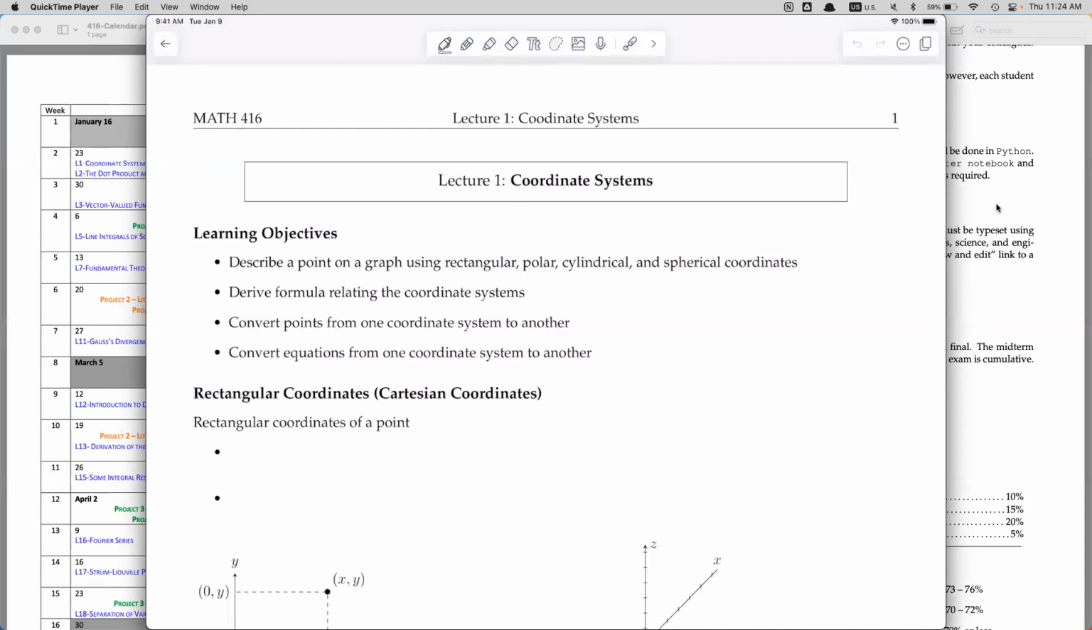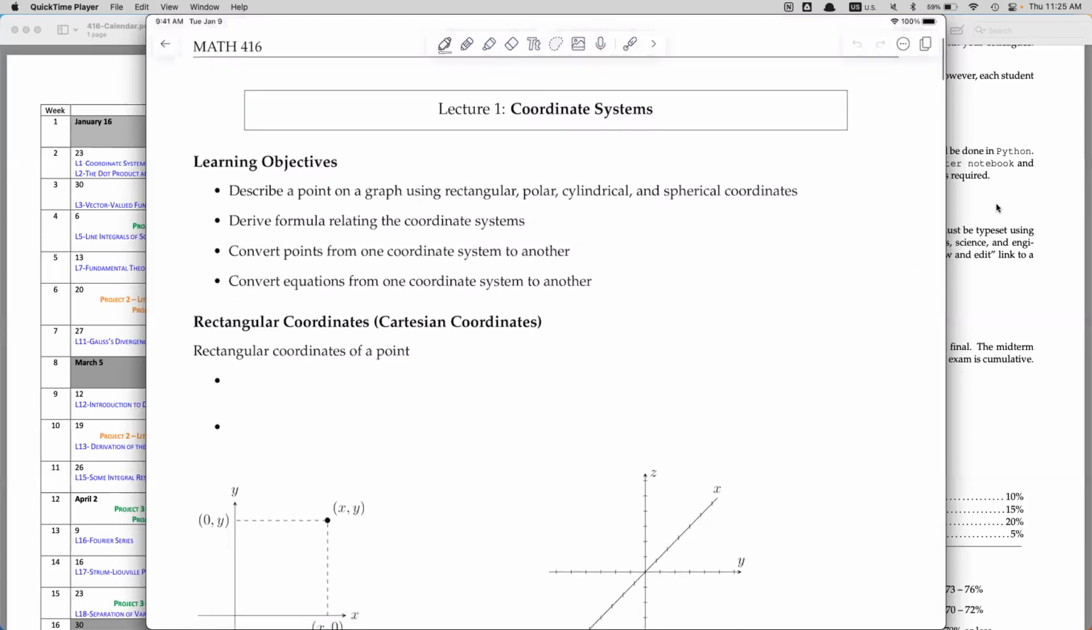So this lecture, lecture one, is about coordinate systems. We're going to focus on four different systems: the rectangular coordinate system, polar coordinate system, cylindrical coordinate system, and spherical coordinate system. And we will learn how to convert from one system to another using different formulas.